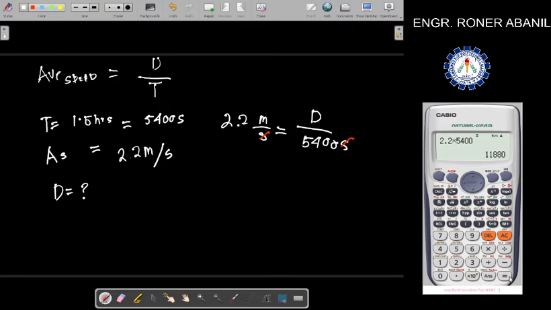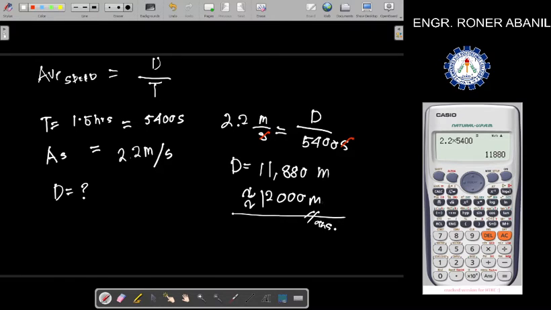Okay. So, yung distance natin, lumabas ngayon yung distance is 11,880 meters or approximately 12,000 meters. Okay? So, our answer. Sir, paano kung nakalimutan ko yung formula?